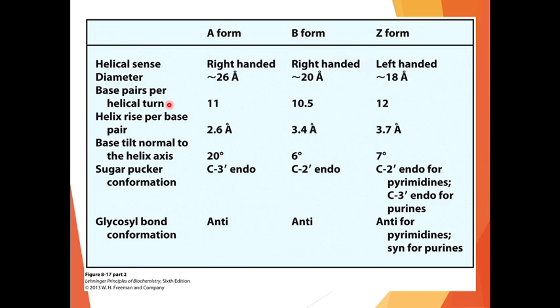Base pairs per helical turn is 11 for A form, whereas 10.5 for B form and 12 for Z form. Another important point is the glycosyl bond conformation, which is anti for pyrimidines in all three forms, whereas it's syn for purines in Z form. And that also contributes to it being a left-handed double helix.